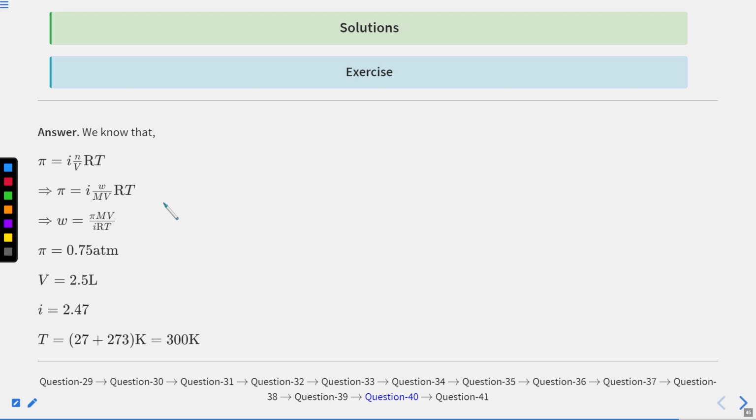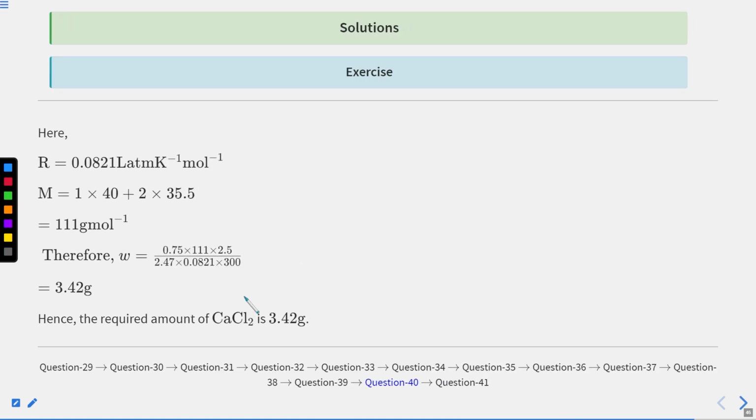It is done the same way here also. They have directly put this formula here, but you can calculate it separately, which I think is more appropriate. So T is 300, R is 0.0821 liter atm per Kelvin per mole, with the molar mass, and hence CaCl2 is 3.42 gram. You should remember that the value of R in liter atm per Kelvin per mole is 0.0821.